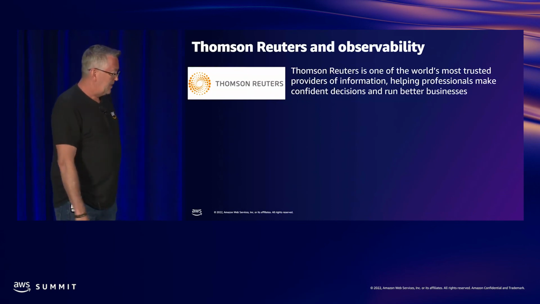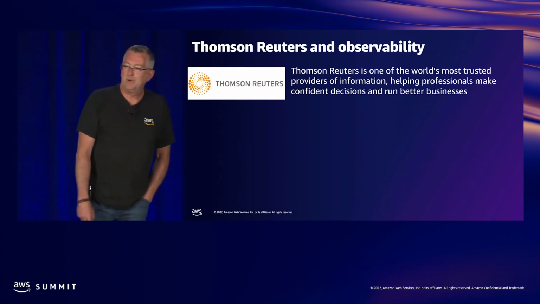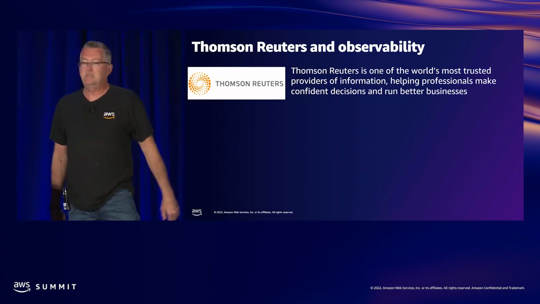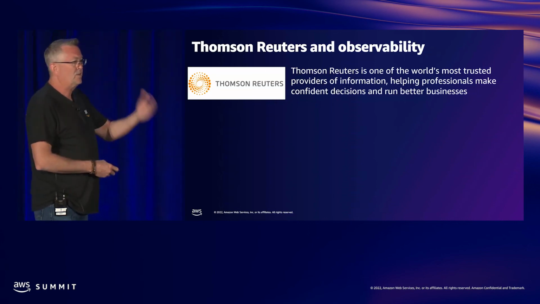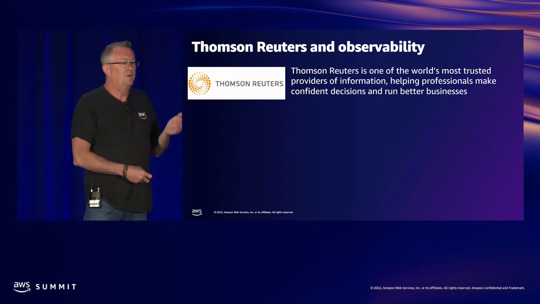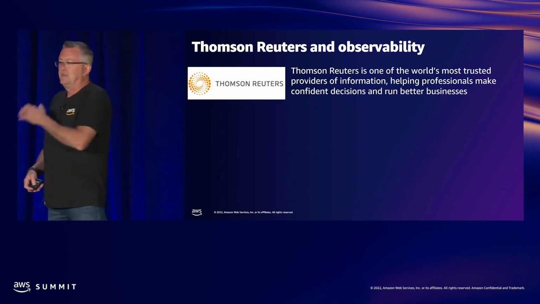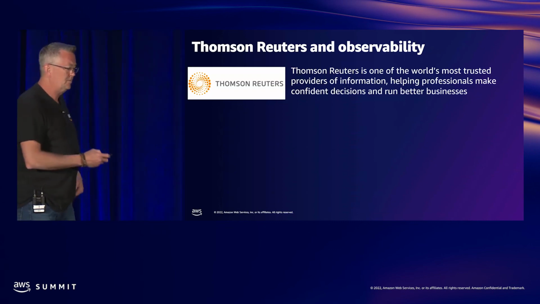So DevOps Guru is leveraged by Thomson Reuters. Thomson Reuters is a company that provides information to folks. You can go to Thomson Reuters and look at documents or other articles and things along those lines. But they basically produce information for businesses and business professionals to help make decisions in day-to-day activities, might be in the financial space or other business verticals that are similar.